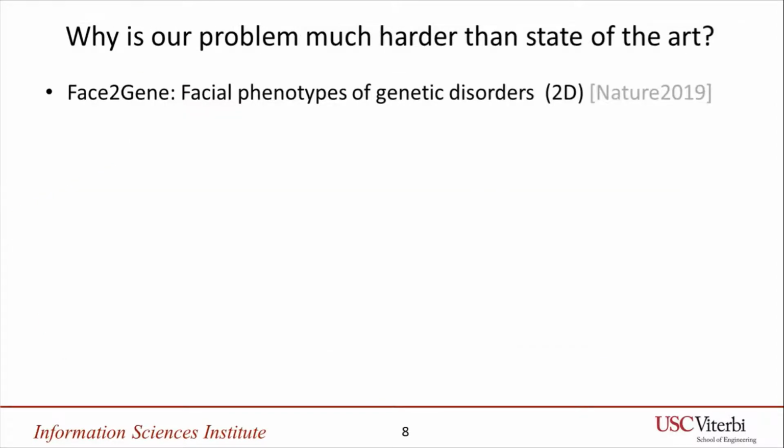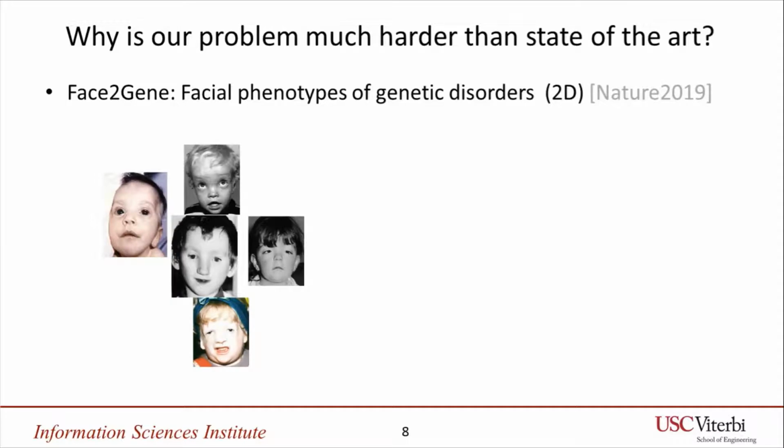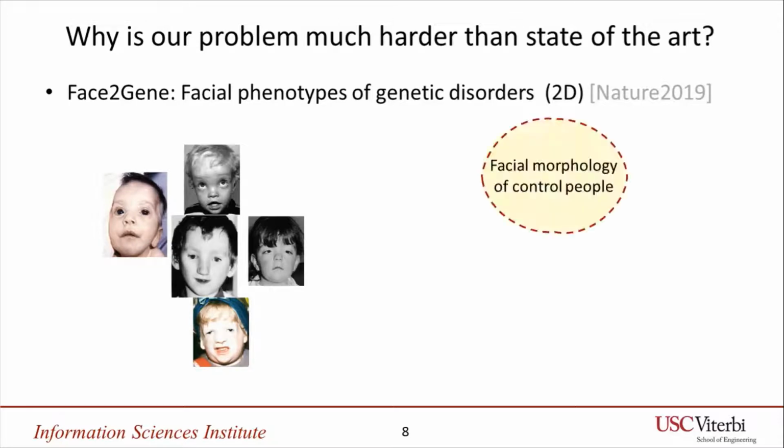And one thing that I want to highlight is why our problem is much harder compared to some other existing techniques which are also using deep neural networks for face analysis. There is a well-known software called Face2Gene, and here I will show some of the images in their data set. I believe that most of you agree that it's easy to quickly capture by our eyes that something is wrong with these faces. Their facial morphology is far away from the facial morphology of control kids.